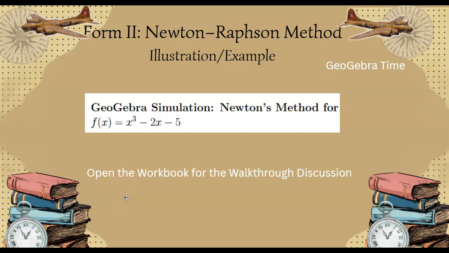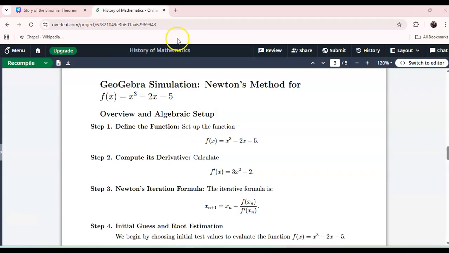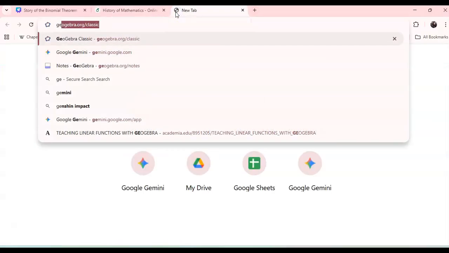And now we're going to have a GeoGebra simulation. In the workbook, there's another example where we applied the Newton-Raphson method to the cubic function here. Please take your time and carefully go through the algebraic derivation at your own pace. But for the second part of this video lesson, we will work with the GeoGebra reconstruction to visualize and apply the concepts of Newton-Raphson's method in a dynamic way. Let's go now to GeoGebra Classic.